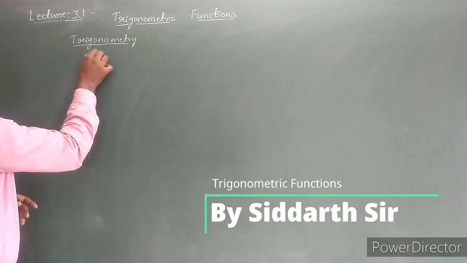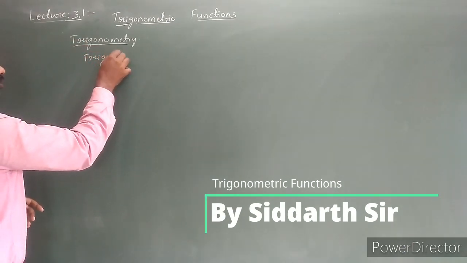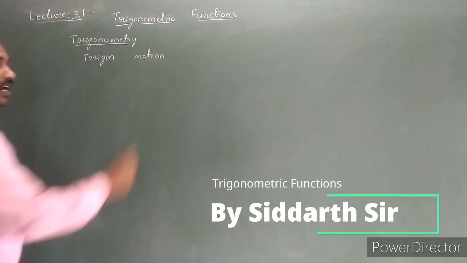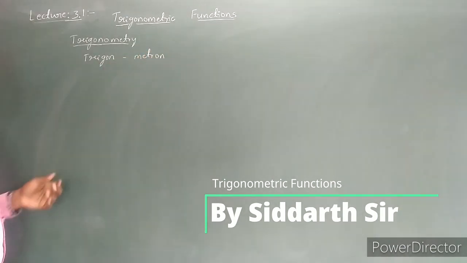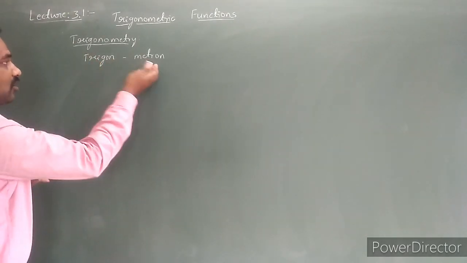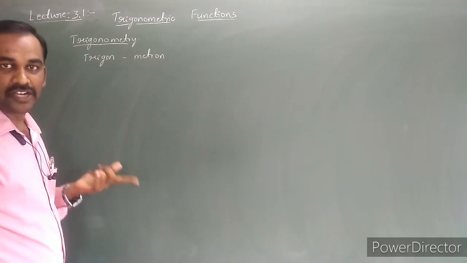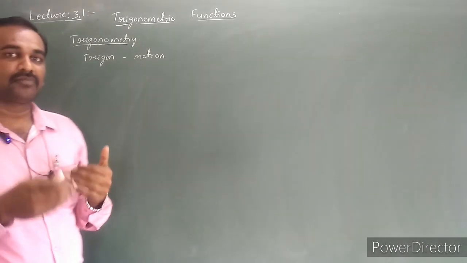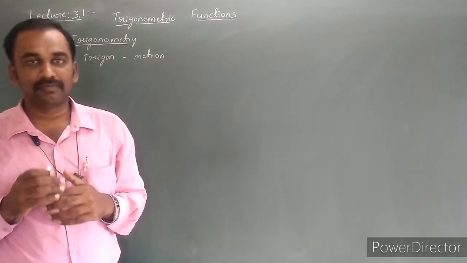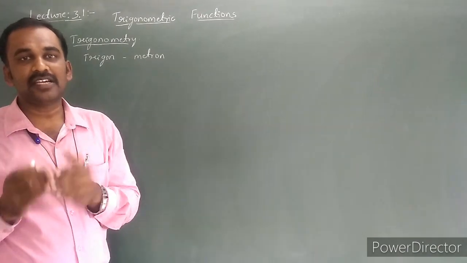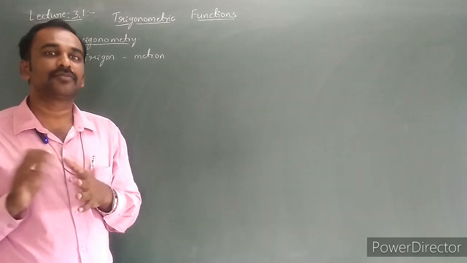Trigonometry is divided as trigonum and metron. Trigonum means triangle, and metron is nothing but the study of the angles. That means trigonometry is a branch of mathematics which mainly deals with the study of angles of the triangle and its properties.